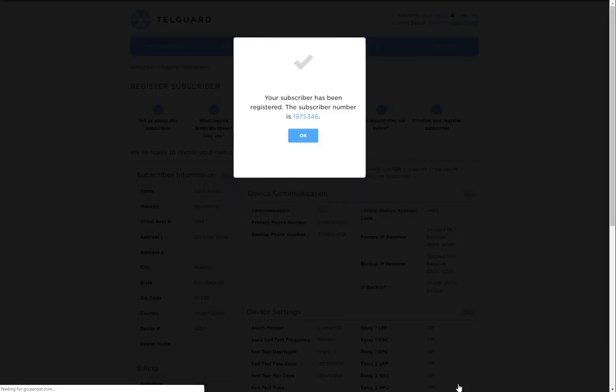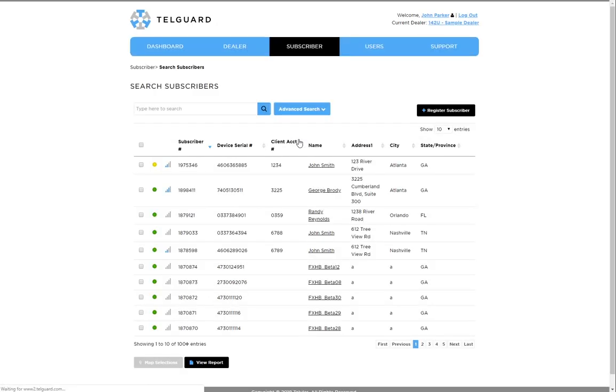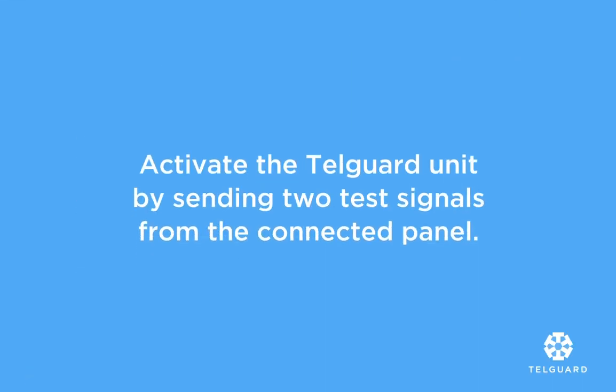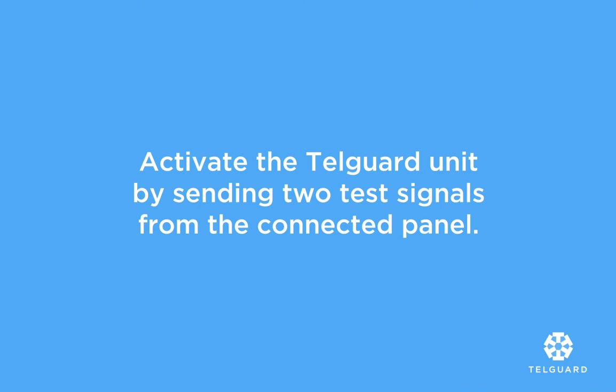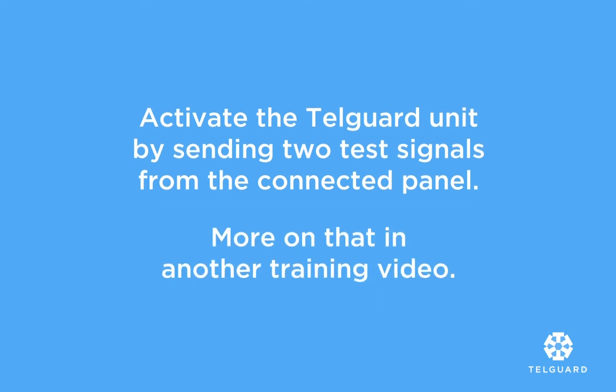The system displays a message indicating the subscriber has been registered. Now, all that remains is to activate the Telguard unit by sending 2 test signals from the connected panel. More on this in another training video.